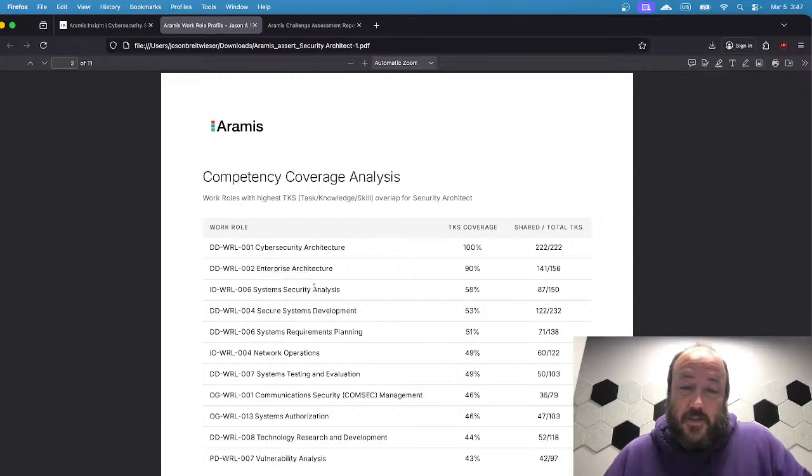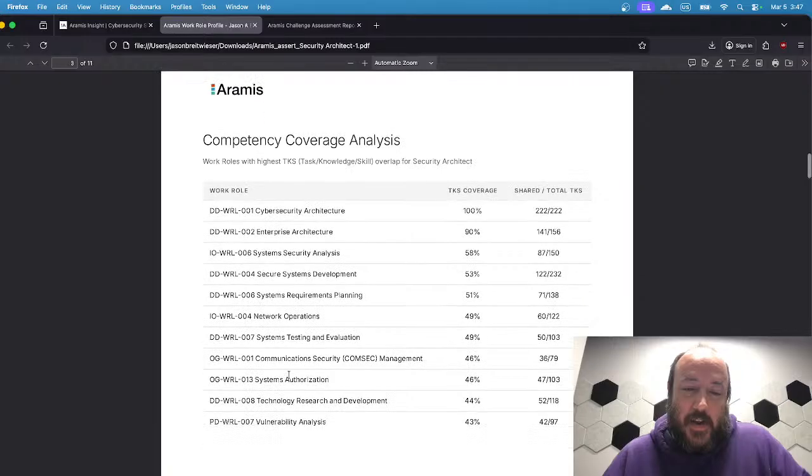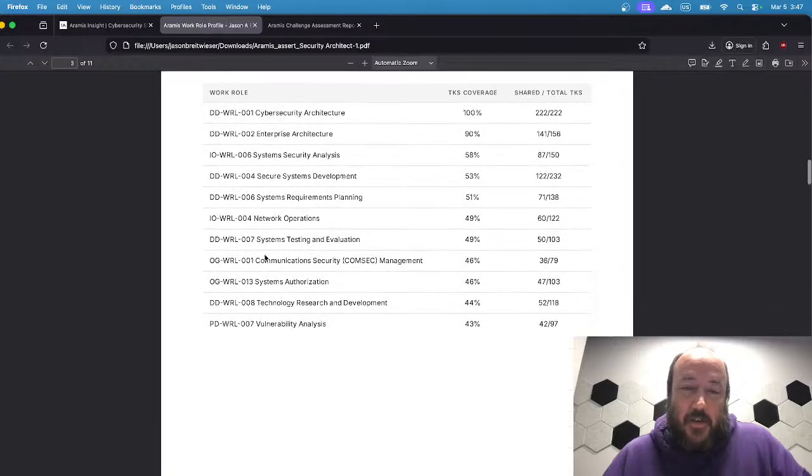Enterprise architecture is strong. System security analysis is strong. If you know me, those are very accurate statements. Secure systems development, I would expect to be stronger. I don't know why. 49% network operations. I guess that's because I scored the ComSec low, but systems require planning. Network operations is a strength of mine. Systems testing and evaluation is another strong point.